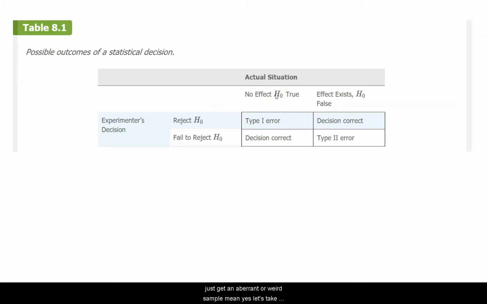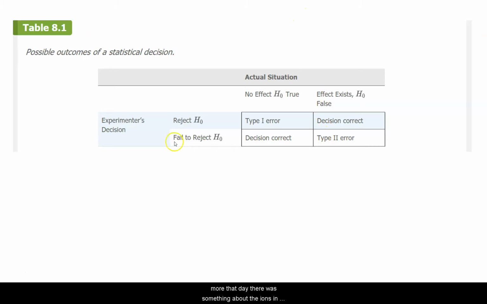Might we just get an aberrant or weird sample mean? Yes. Let's take that red t-shirt nonsense. Do red t-shirts really increase tips? The fullness of time has said, no, they don't. Then why the heck did we enjoy statistical significance on those problems? Who knows, just an aberration. People tipped more that day. There was something about the ions in the atmosphere.